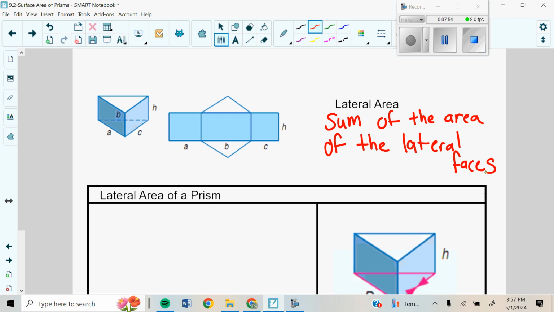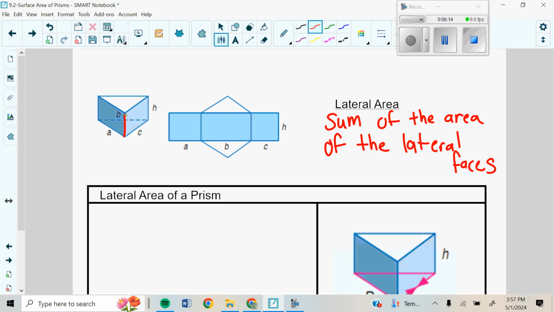So if we look, we have a triangular prism here, and what they've done is they've opened it up, sliced it right here, and unfolded it. This is the net of it. We talked about nets in 9.1. So the dark blue portions are our lateral faces, our sides. So let's talk about how we would find the area of these.